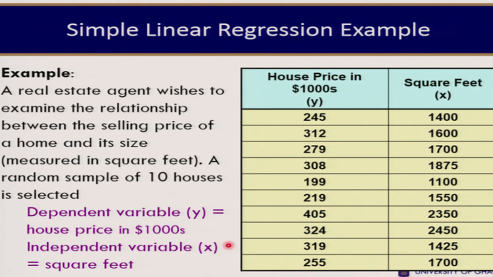In this situation, you have to indicate what your dependent variable is and what your independent variable is. Intuitively, we know that we are finding whether the price of the house depends on the size of the house, and therefore our dependent variable is the house price, whereas the independent variable is the size of the house given in terms of square feet.